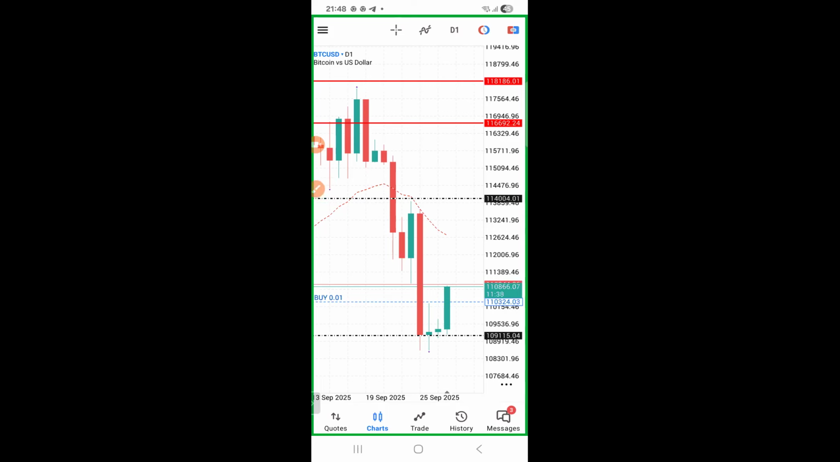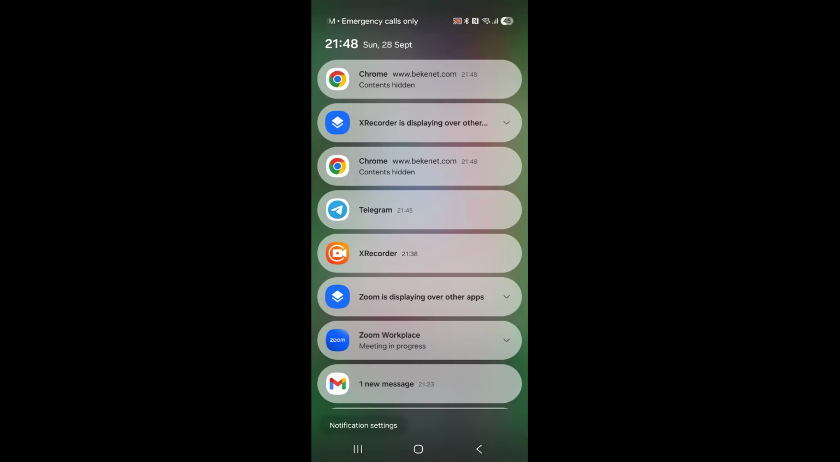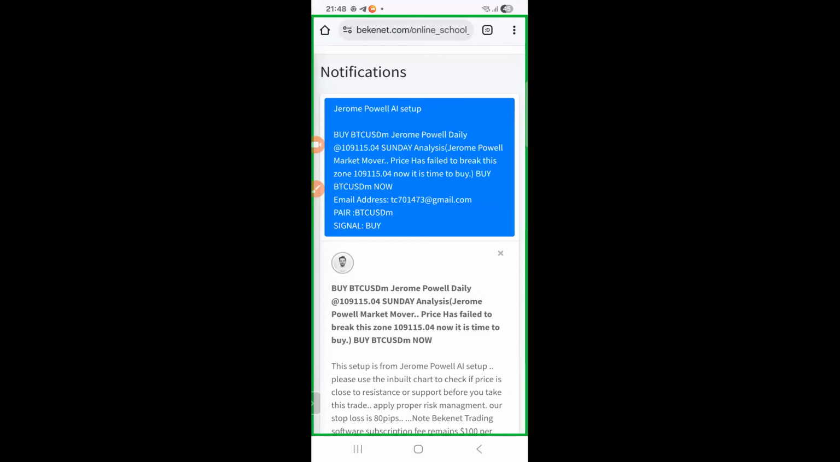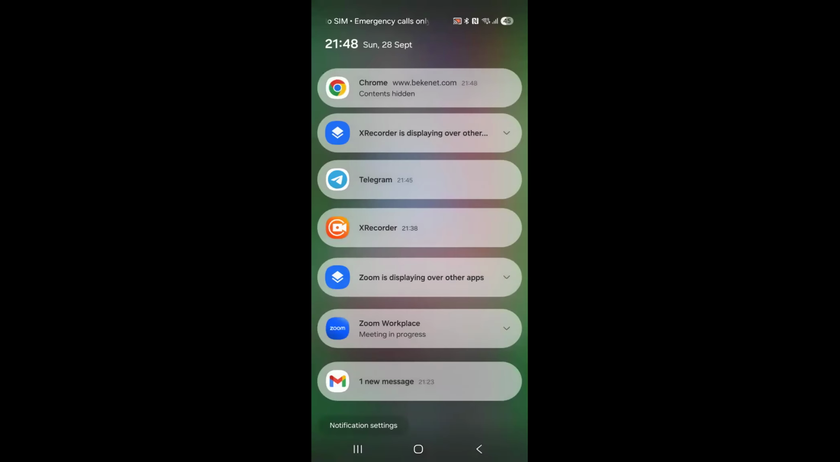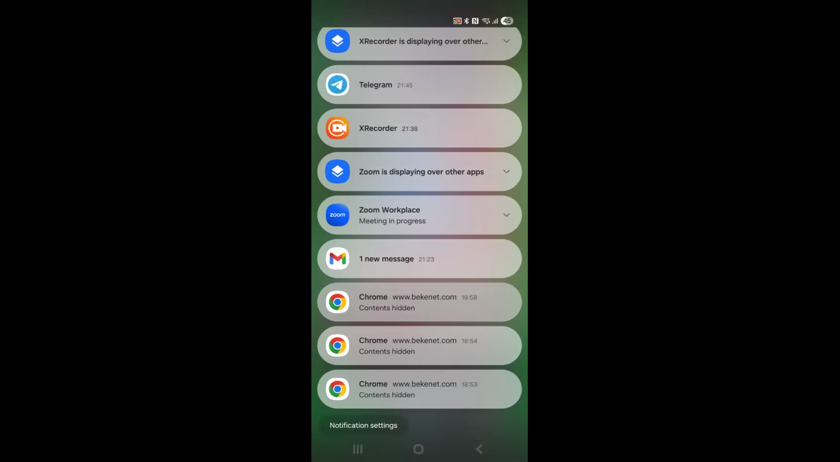So now let me quickly go into the interface of the Bekenet software when you are registered, because you want to register, you want to make use of it. This one is just the first thing, at least to show you the immediate action that Bekenet has just given. If I return back, there are other signals that will probably have come. Which one is this? Okay, this is the Bitcoin. I want to see the one that gave us on synthetics.